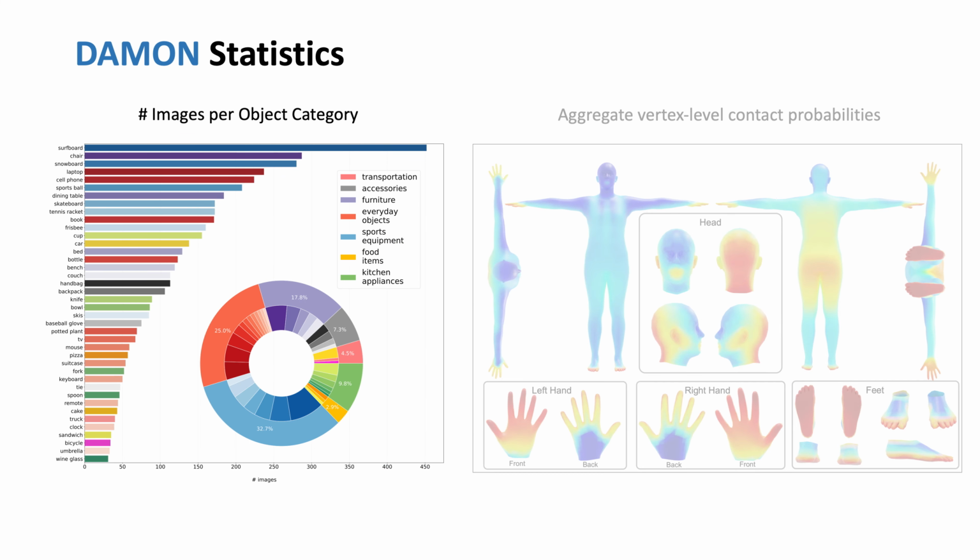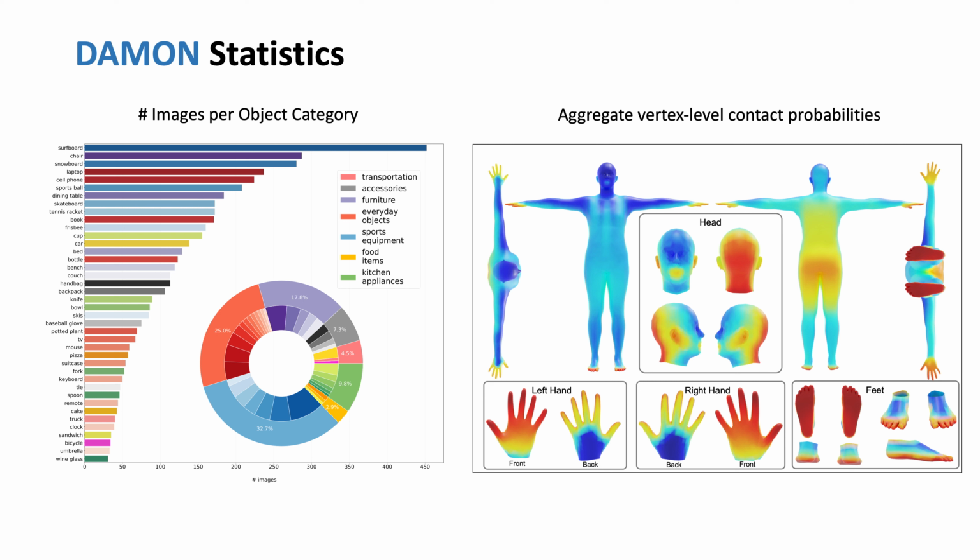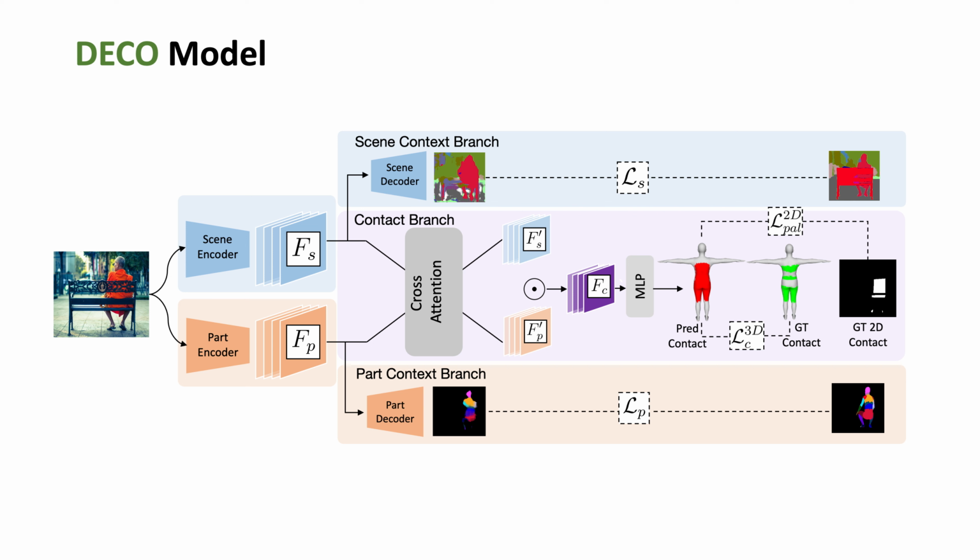The DAMON dataset contains contact annotations for 70 object categories of everyday objects, such as vehicles, furniture, sports equipment, food items, etc. We show the likelihood of DAMON contact annotations in the form of a heat map on the body. Red color denotes a higher probability of contact, while blue color denotes a lower probability. This shows that the DAMON contact annotations are spread across the entire body. We use the DAMON dataset to train a 3D contact detector called DECO that is both accurate and robust.